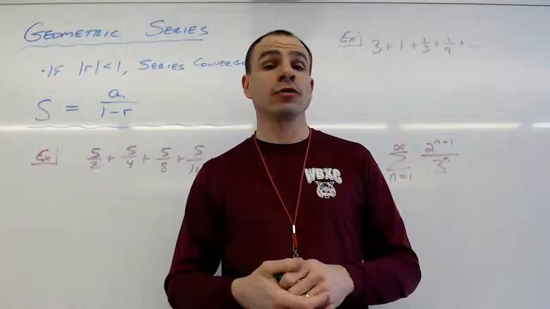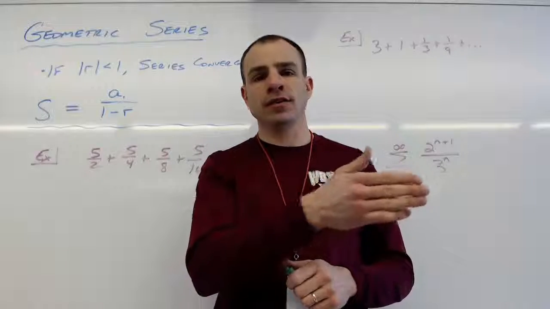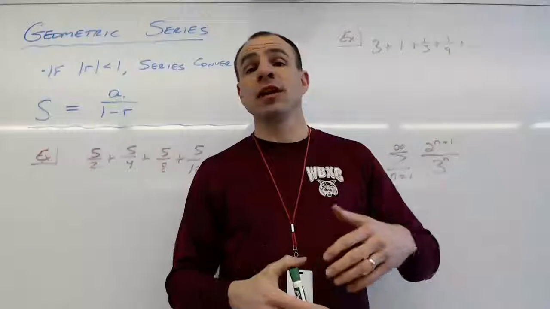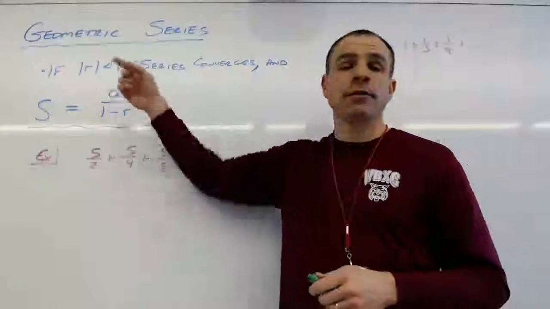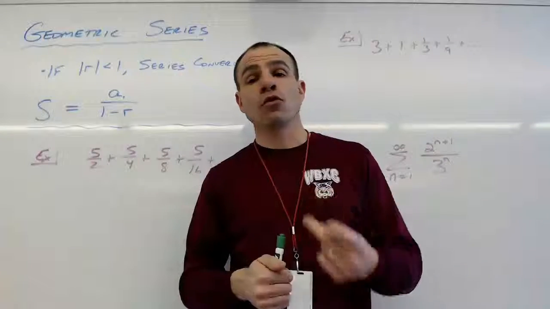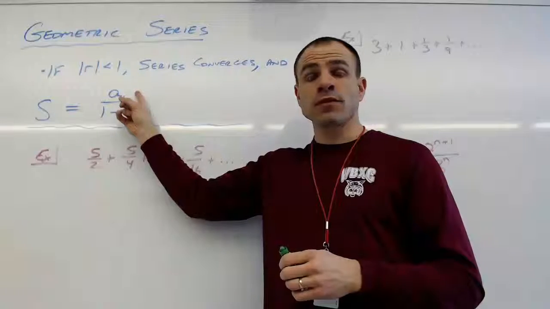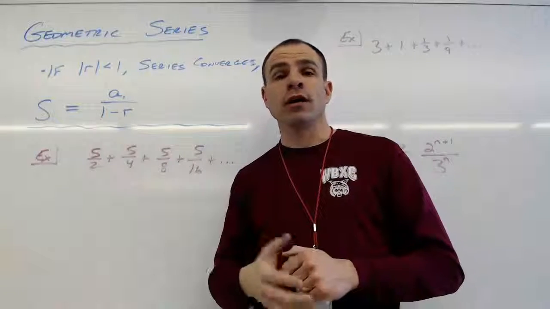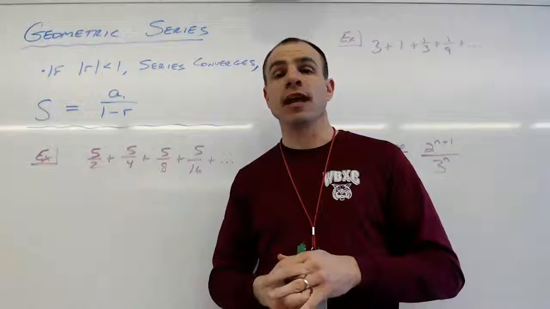If we're multiplying by 2, 1, 2, 4, 8, 16, that series is not going to converge because now r is equal to 2, and obviously 2 is not less than 1. So if the series does converge, we can quickly get the value by taking the first term and dividing it by the quantity of 1 minus the common ratio. And that will get you your value guaranteed every single time.